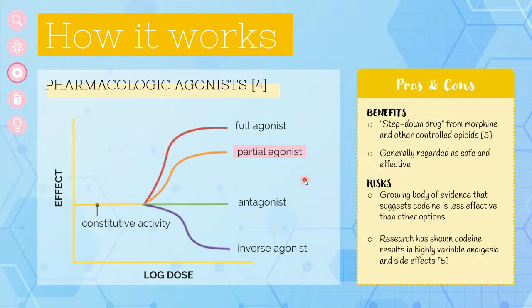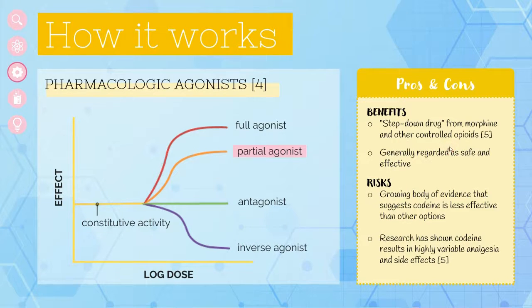And this is actually one of the many benefits of codeine, as it is generally regarded as one of our safer analgesics, and in many countries you can actually buy it over the counter. It's also considered a step-down drug, so for many people that may have developed a dependence on a harder drug like morphine, we can use codeine to wean them off their dependency.